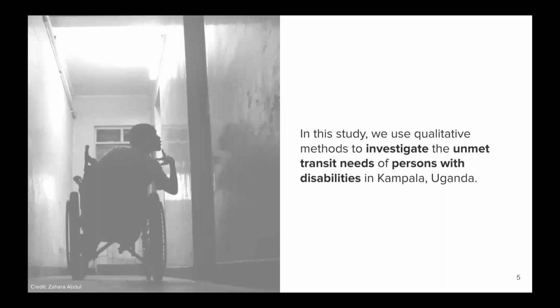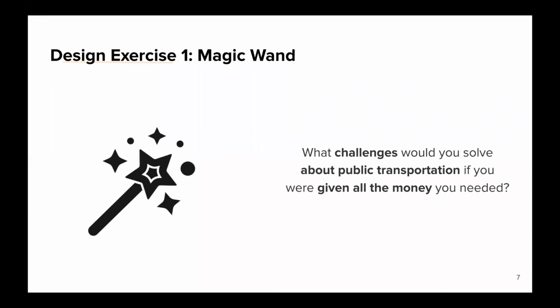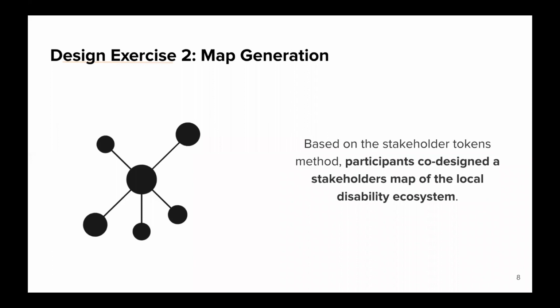In our study, we use qualitative methods to investigate the unmet transit needs of persons with disabilities in Kampala. For some more details about our study, we conducted two design exercises. The first, a magic wand exercise that asked participants what public transit challenges they would solve if they had all the money in the world. The second, a modified version of the stakeholder tokens method, where participants mapped out different stakeholders within the disability ecosystem.